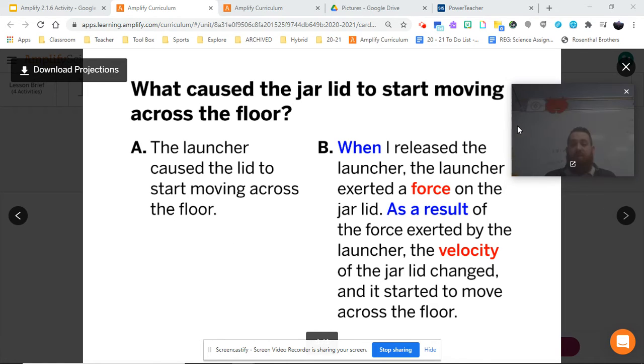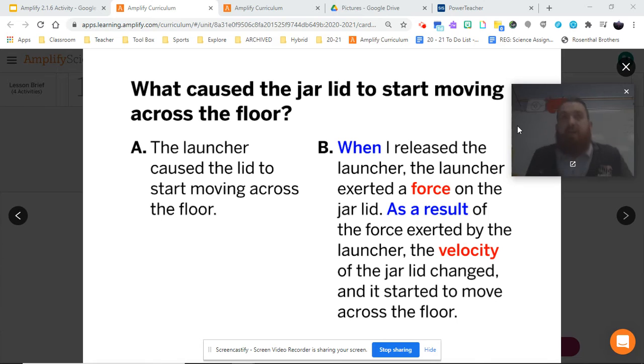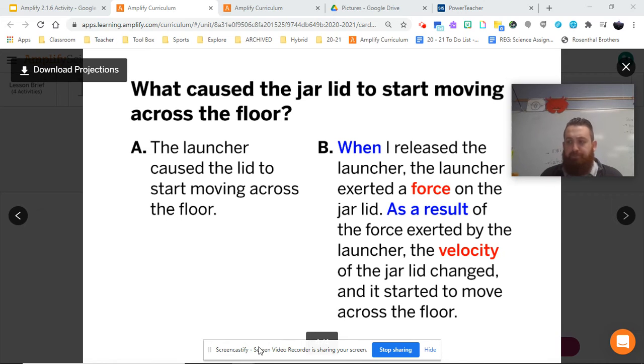But this explanation is very simple and doesn't pull in those key ideas of force and velocity, and really doesn't give us a good, strong understanding of cause and effect. So to have good, strong writing, we have to pull in vocab and different phrases we can use to explain this cause and effect relationship. So let's look at a really good example.